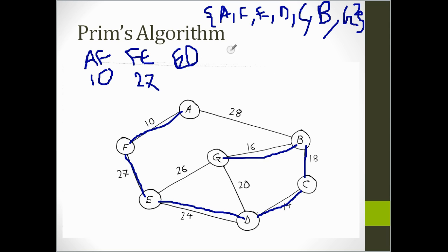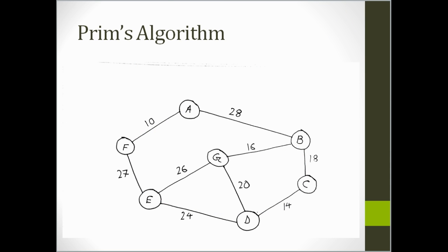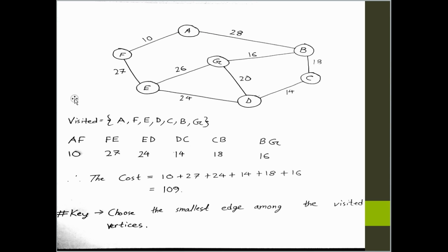So that's how we get it. AF, FE, ED, and then DC, CB, and BG. And total, if you add them all, you get 10, 27, 24, 14, 18, 16, 109. That should be the answer. Let's see if it is. Yeah, there we go. That's the answer.